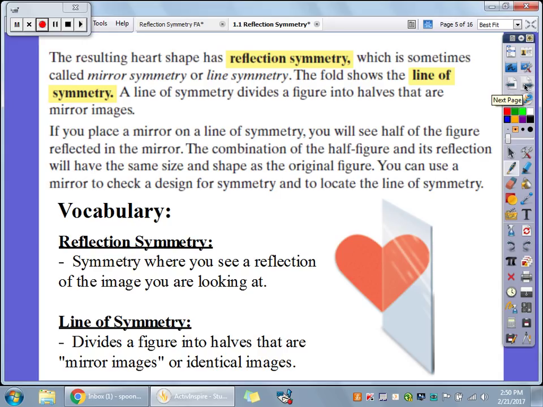Okay, so reflection symmetry is just if you were to fold a mirror up halfway through, then you could see this part reflected over here in the mirror, and it would match what's behind the mirror. So this is your line of symmetry right here, and this part over here and this part over here are exactly the same. So basically your two vocab words: reflection symmetry, symmetry where you see a reflection of the image you are looking at; and then line of symmetry, which divides a figure into halves that are mirror images or identical images.